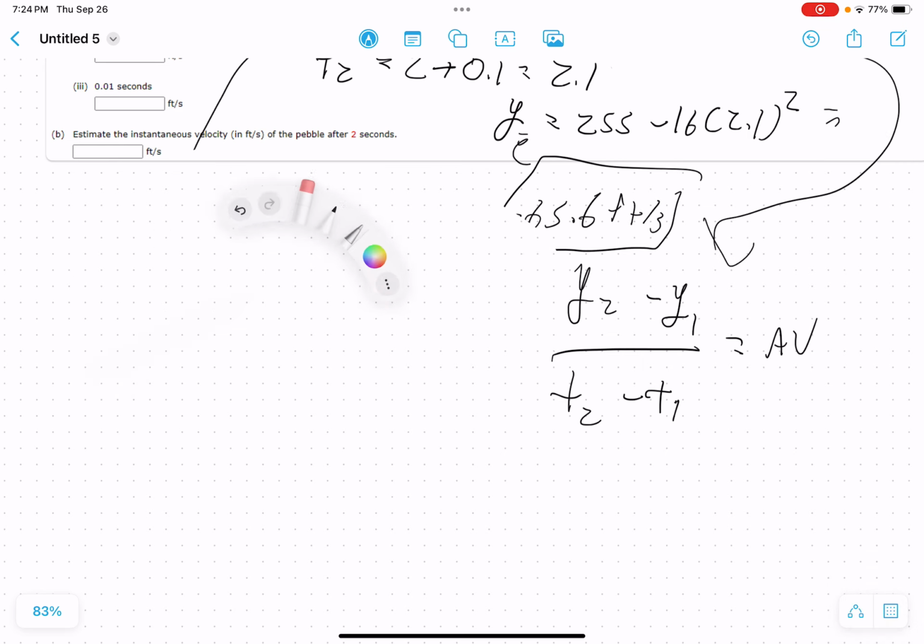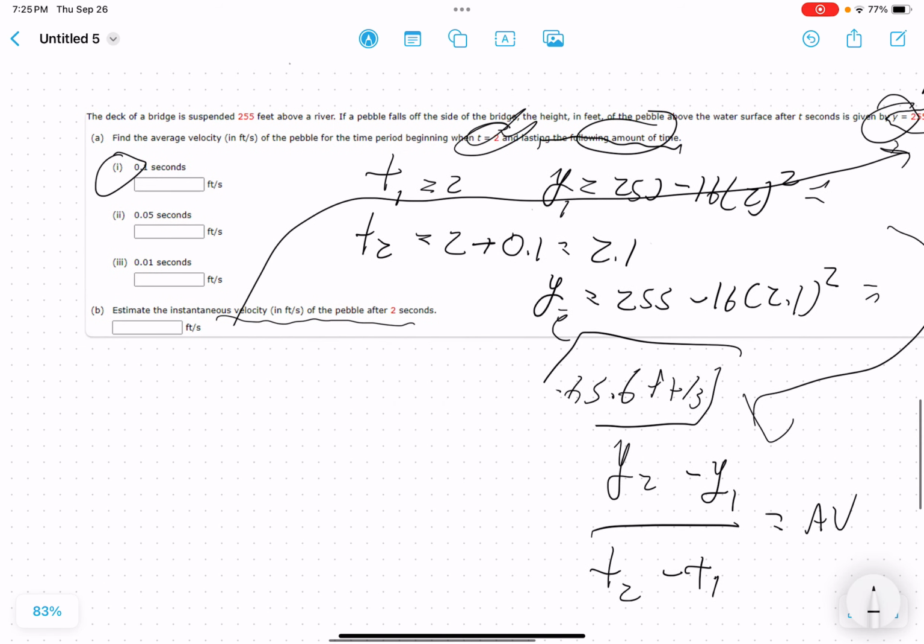Notice how it says estimate the instantaneous velocity of the pebble after 2 seconds. So once you do all of this math, you're going to get negative 65.6, and then for this one you're going to get negative 64.8. For this one you're going to get negative 64.14. Obviously repeating the same strategy that we were using earlier. And you'll notice that the majority say negative 64. Right, I mean, we do have a negative 65.6, but we also have negative 64.14.